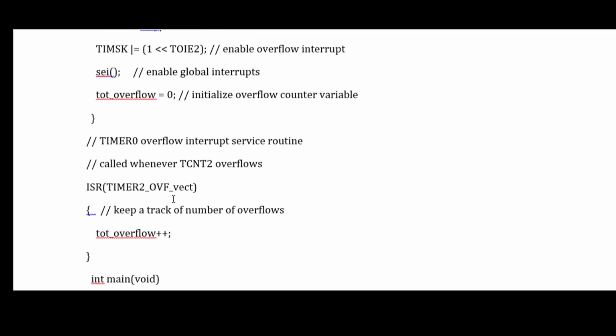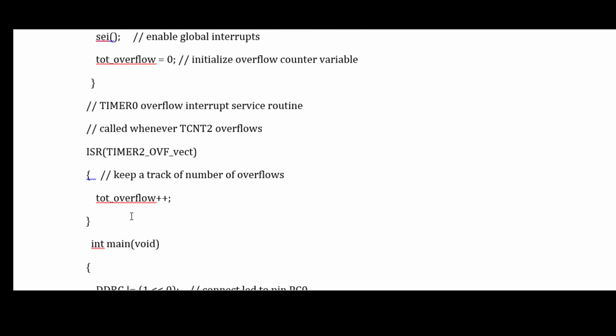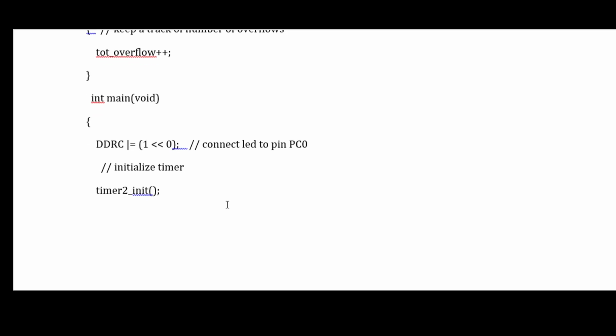Now, in the ISR, every time the overflow is fired, we increase total overflow by 1. It's initialized to 0. First overflow, it will be 1. Second overflow, it will be 2. And third overflow, it will be 3. This is the variable we track.